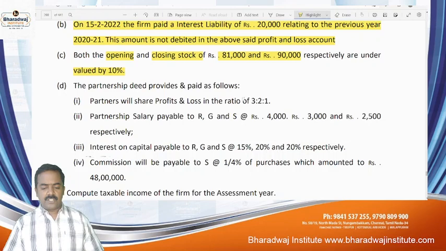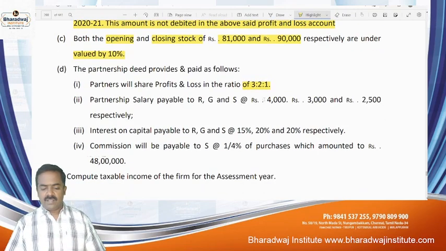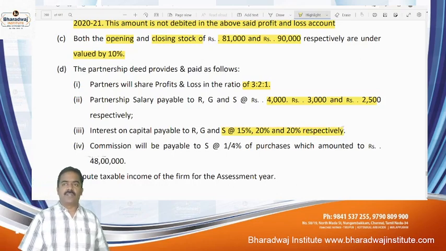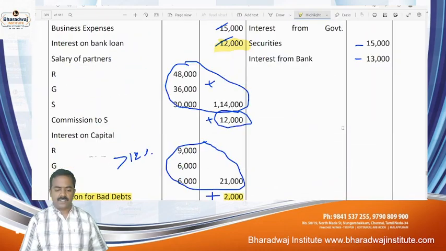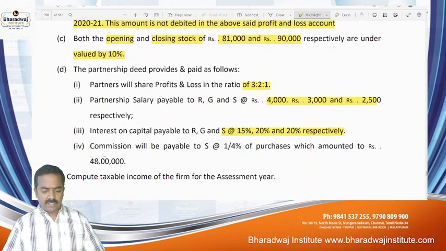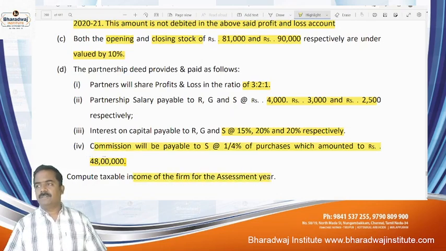Then, partnership deed provides what ratio? 3:2:1. Salary given, interest on capital. Look at interest on capital, how much is there? 15%, 20% and what? 20% is given to us. How much is allowed? 12% allowed. So more than 12%, whatever you find, it will be what? Disallowed. Okay, commission payable to partner is given to us. They ask you to find out what? Total income of the firm.